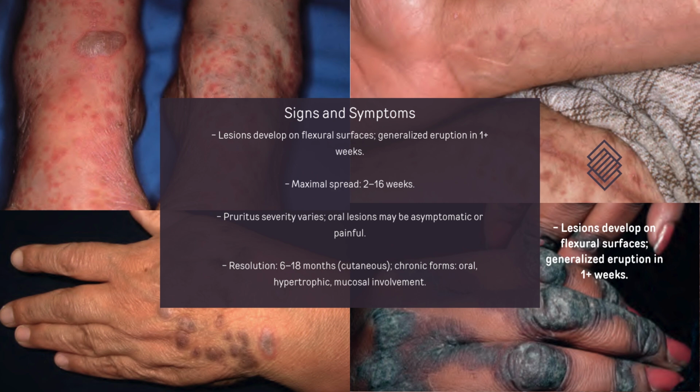Lesions typically develop on flexural surfaces, often with a sudden eruption over 1 to 2 weeks, with maximal spread usually seen between 2 to 16 weeks. Pruritus can range from mild to severe. Oral lesions may be asymptomatic, or cause significant discomfort, while most cutaneous cases resolve within 6 to 18 months. Chronic forms like oral or hypertrophic lichen planus can linger for years.